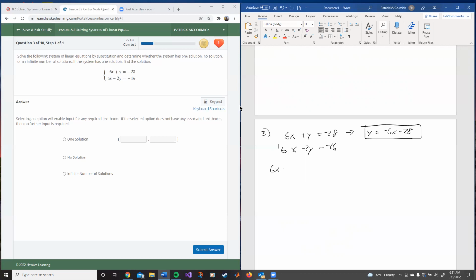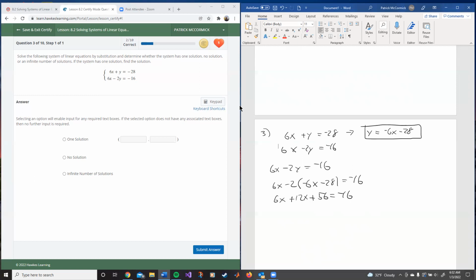Sub that into the other equation. So I get 6x minus 2, then my new y is negative 6x minus 28. Just be careful copying things over. It's very easy to make mistakes. Distribute that negative 2, so watch out for the negatives. Plus 12x plus 56 equals negative 16. Did I do that right? 28, 28, yep.